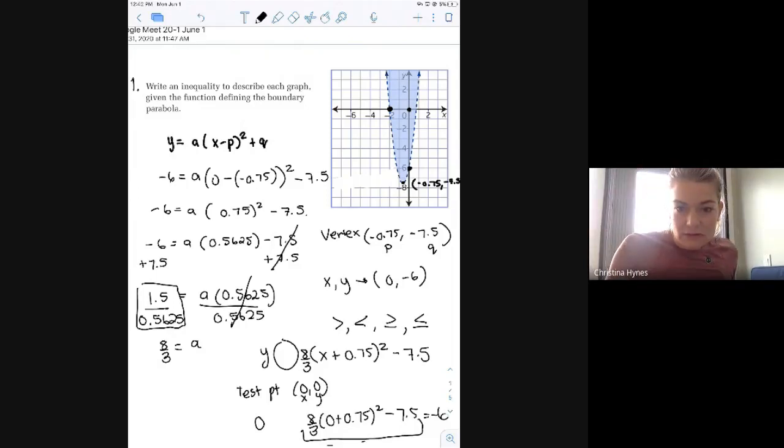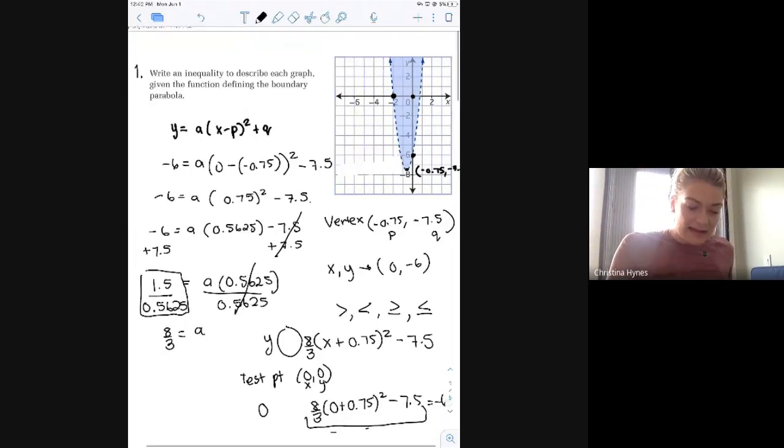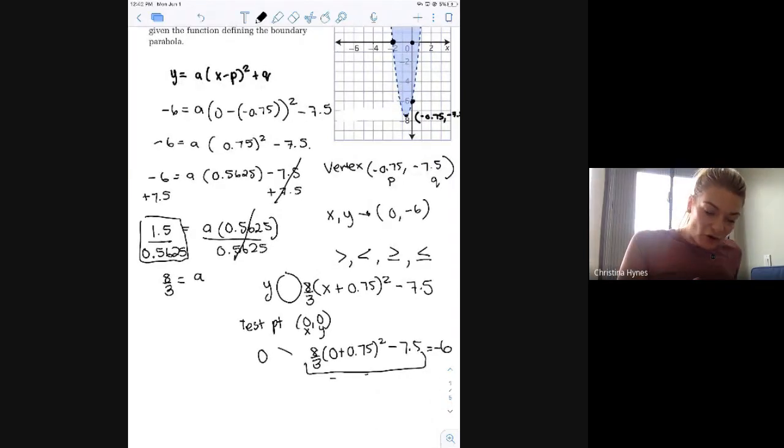I'm just going to move this. And as you can see, the 0 is bigger than -6. So what you're going to do is go back to the equation and put the greater than symbol. Now, if this was a connected line, meaning if this graph had no dotted lines, I would have included the equal sign underneath there. But for my graph, since it doesn't include the actual quadratic line, then you just have a greater than symbol.